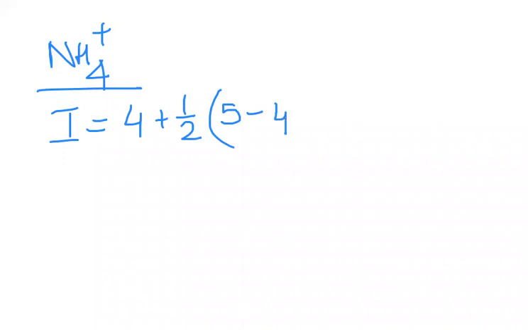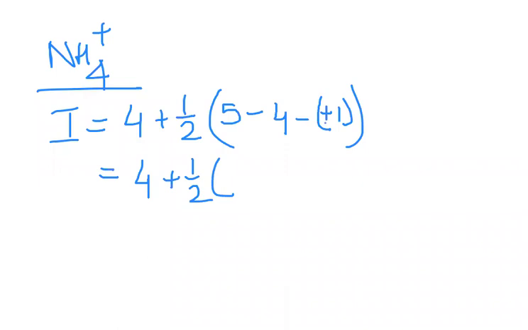And what is the charge carried by the ion? NH4 plus has a 1 positive charge. So you have to subtract and then write the charge, that is 1, and then you close the bracket. So this will be equal to 4 plus half, within brackets it's going to be 5 minus 4 is 1, minus plus is minus, so it's going to become equal to 0, and therefore overall it is going to become equal to 4.